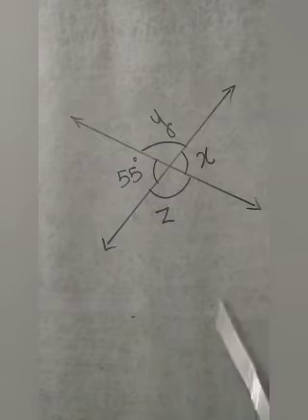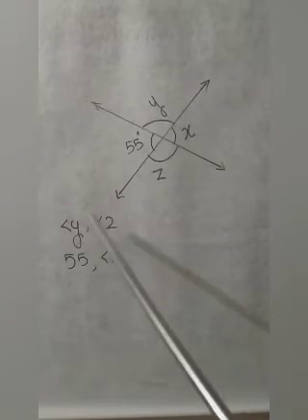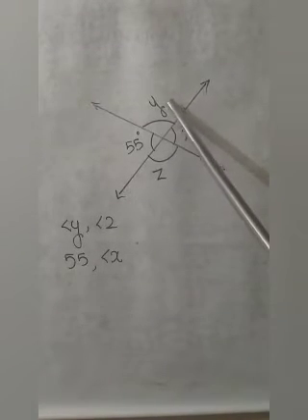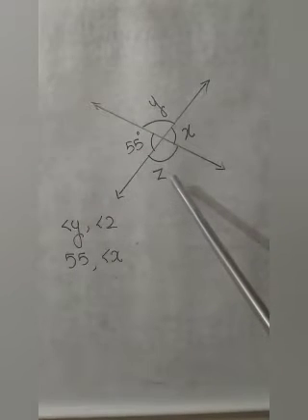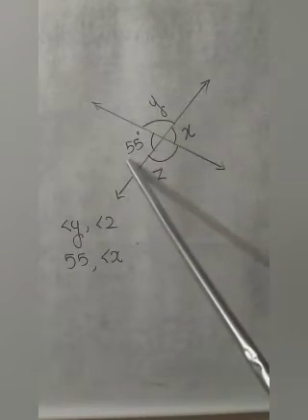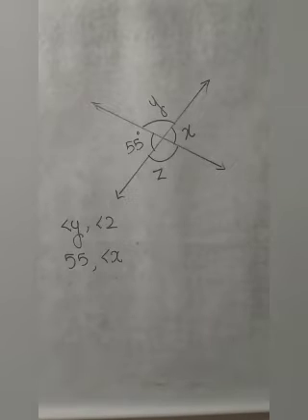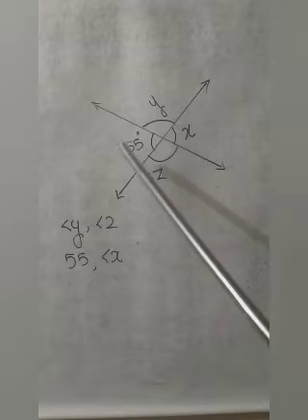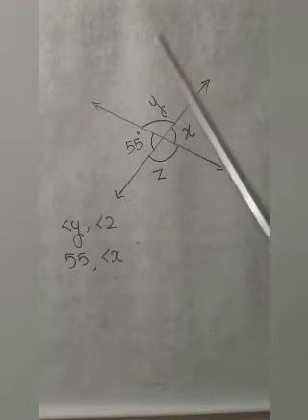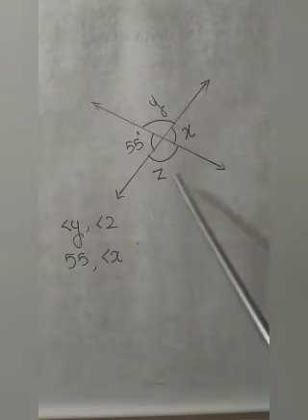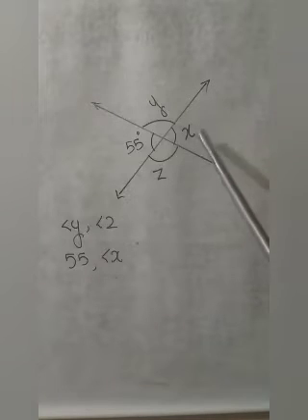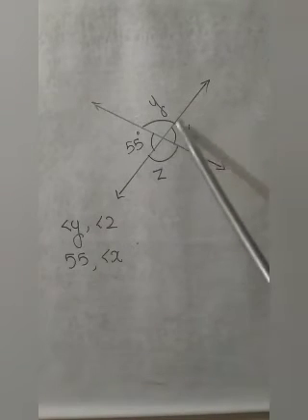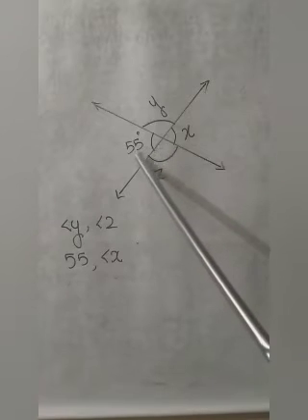So first, identify the vertically opposite angles. Which are the vertically opposite angles? Angle y and angle z is one pair of vertically opposite angles, and 55 and x. So, what about the vertically opposite angles? The vertically opposite angles are equal. That means angle y is equal to angle z and 55 is equal to x. So from that we can say the value of x is 55.